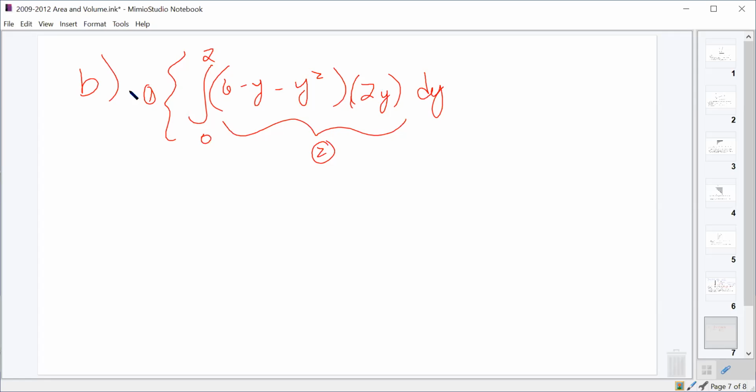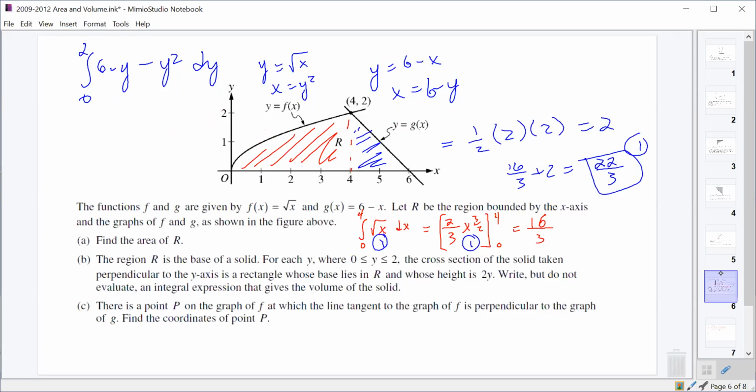Let's take a look at part C. So what did part C want us to do? Part C said there's a point on the graph of f, and f is square root of x, right? Where the line tangent to the graph is perpendicular to the graph of g. And we want to find the coordinates of that point. So what does that tell us?